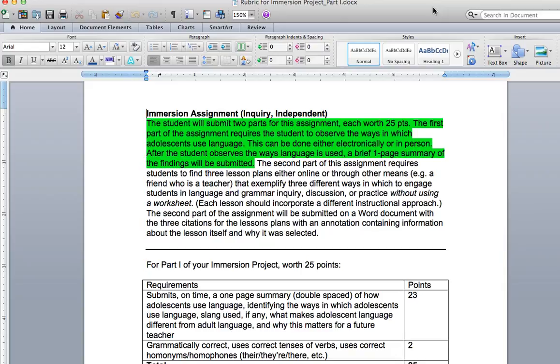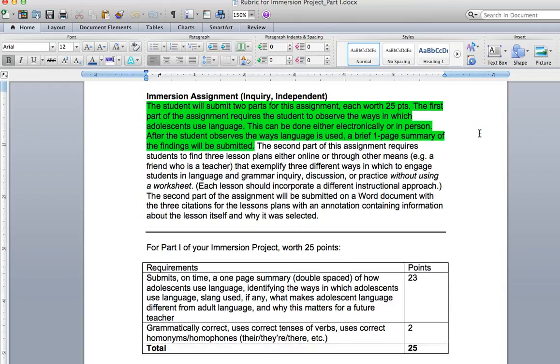You can do this electronically too. You can observe students on Twitter. The only thing is that it will be hard to know if they're young or not. If they're siblings of friends, for example, then you'll be able to let me know how old they are. So after you observe that, you are going to discuss how the students use language, and you're going to submit a brief one-page summary of the findings. Do include the age level of the two students.